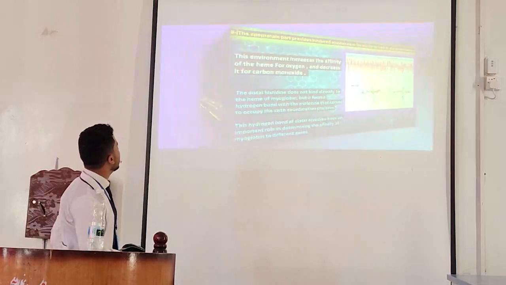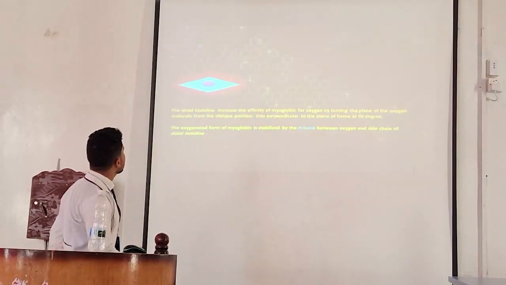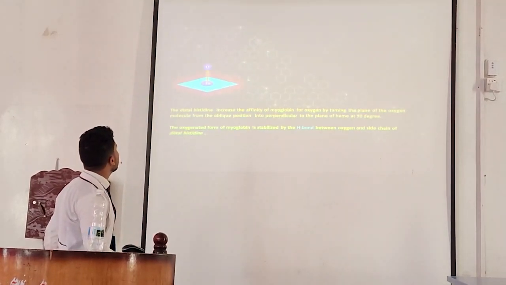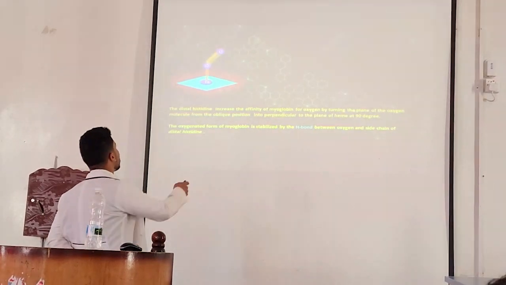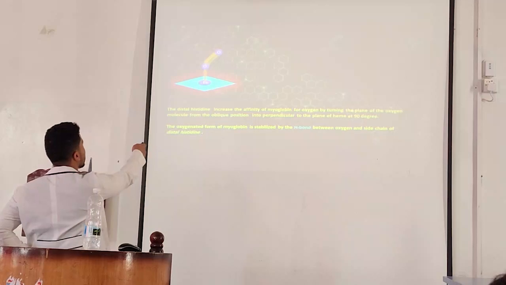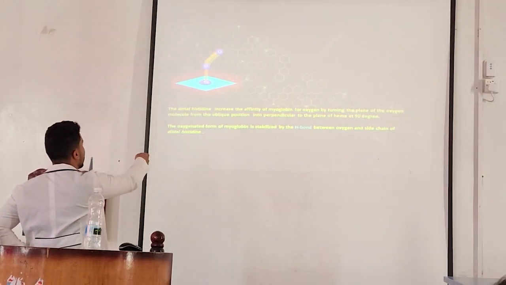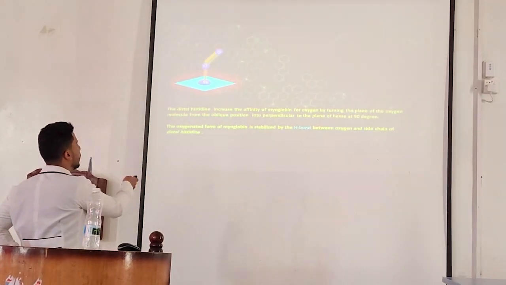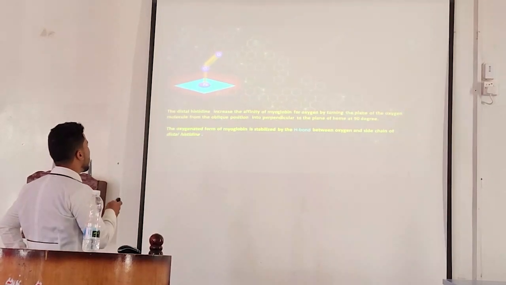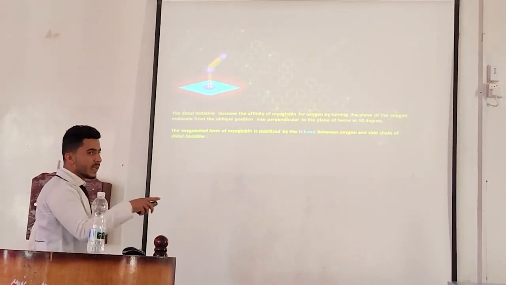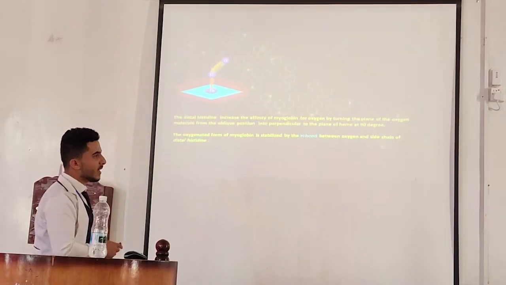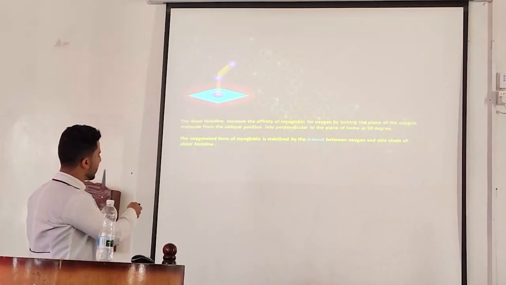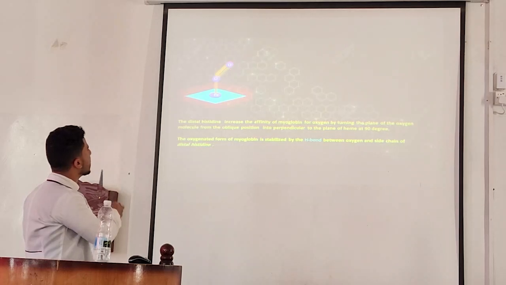How does this environment decrease and increase the affinity of the heme for different gases? You will see here. This is the oxygen when it comes to bind with the heme ring. It comes in an oblique position, and this oblique position is not favorable for the heme to form a strong bond. So the affinity of the isolated heme, heme without globin, for binding with oxygen is very low.